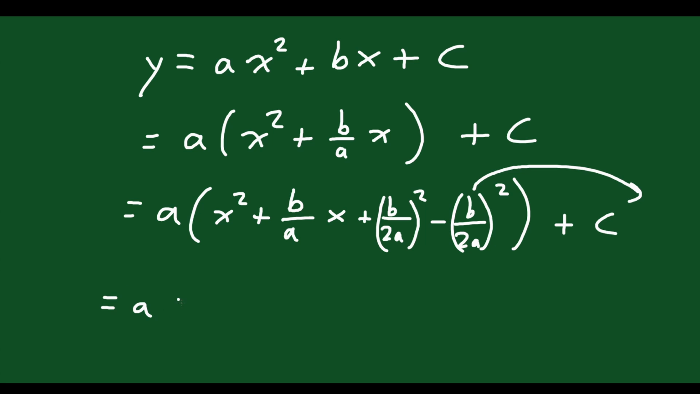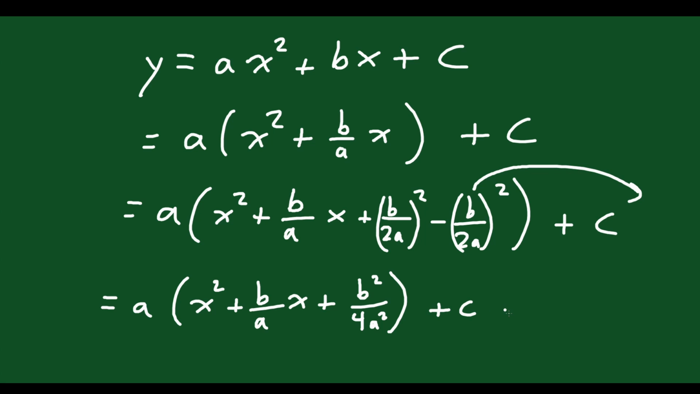So I get a x squared plus b over ax plus, and if you want to simplify this, you could make it b squared over 4a squared, right? You just bring in that exponent 2, you square everything. Now this one on the outside, you can do the same thing, right? So you have plus c minus, you have b squared over 4a squared.